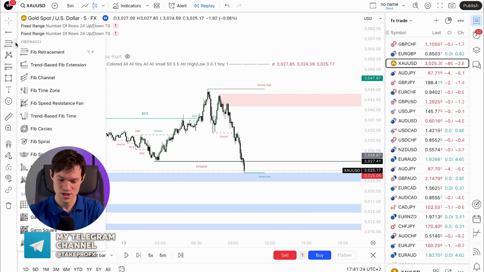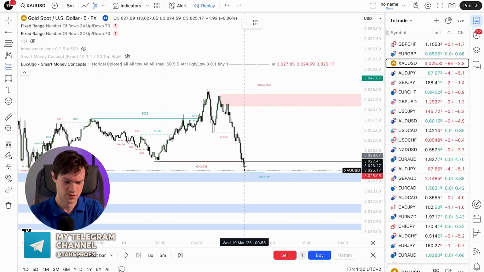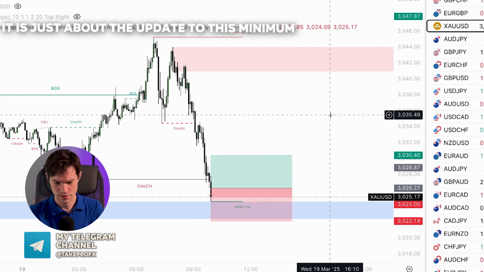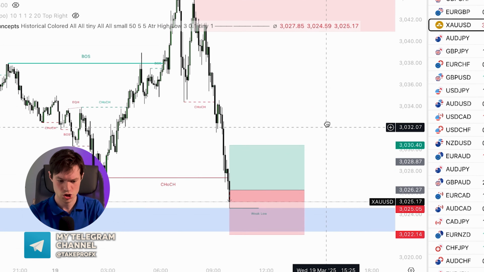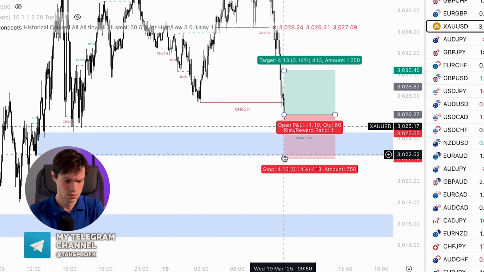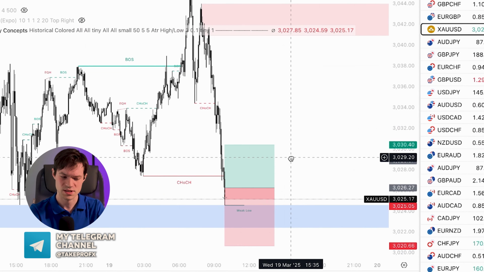And we have already opened the limit here. So let's open it at the level of 30.26. It is just about the update to this minimum. Of course, perfectly we should wait for the consolidation, but I'm putting a limit here. So we put the stop under this zone. I think we can even take it further away, but it all depends on your take.